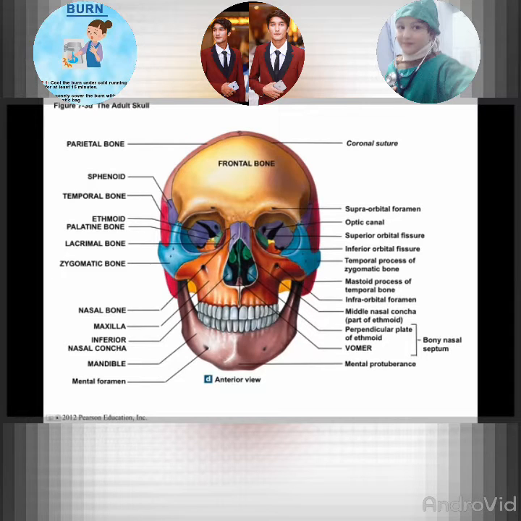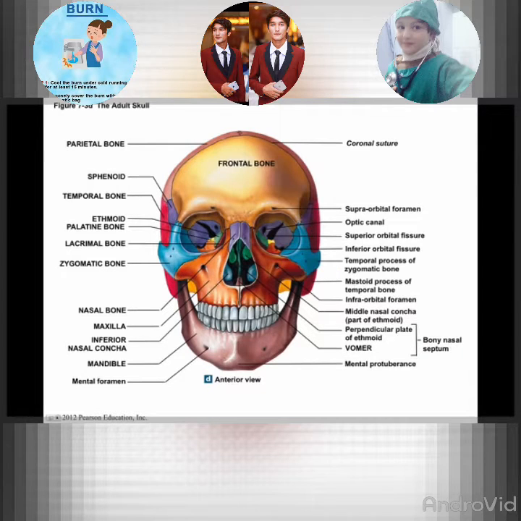In the nasal passageway, the long plate that extends down into the nasal cavity and divides that nasal cavity into a right and a left side is called the perpendicular plate of the ethmoid. Now, it doesn't extend all the way down as we're seeing here. It does articulate with another bone called the vomer bone, and the perpendicular plate of the ethmoid and the vomer bone together are called the bony nasal septum.